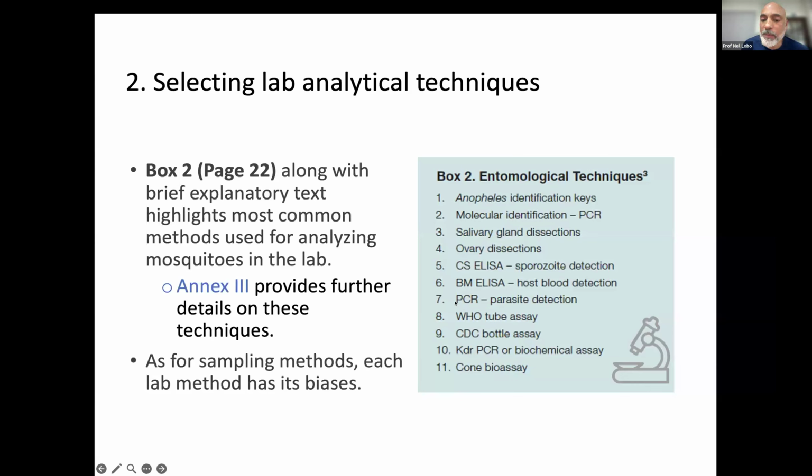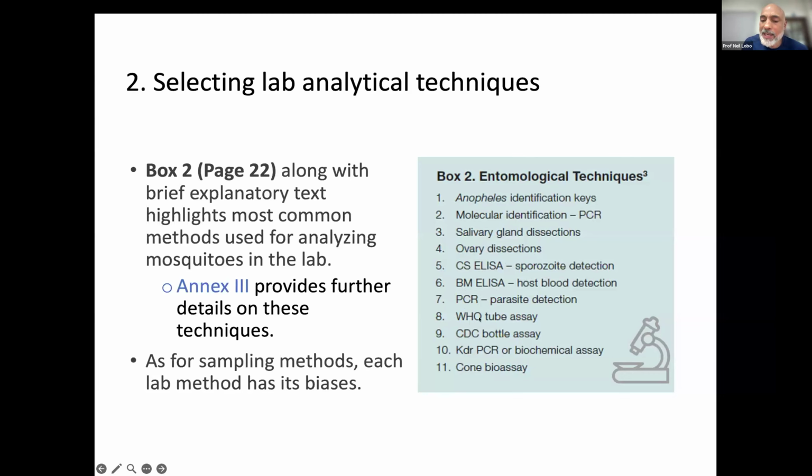So there's a big difference between PCR-based parasite detection and ELISA-based sporozoite detection. Sorry, I made a mistake. The PCR will tell us the presence of DNA, which means the mosquito was infected with the parasite. However, the ELISA will tell us that the mosquito was infected with the parasite and that the mosquito is infectious to human beings. It can infect a human being.